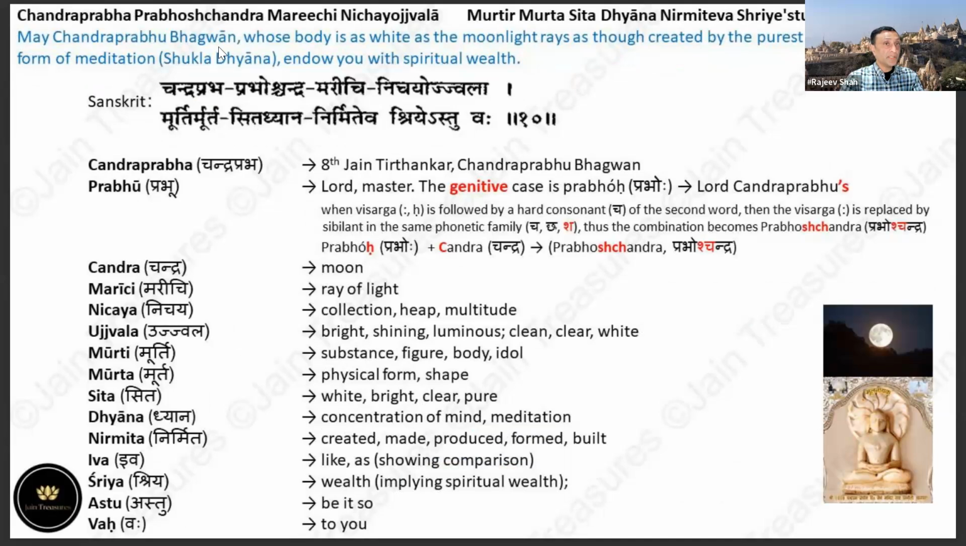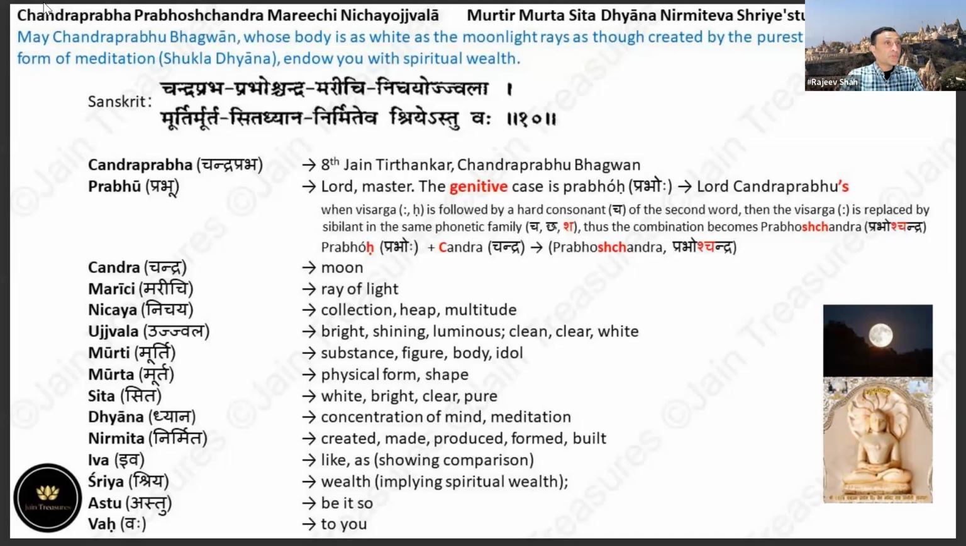May Chandra Prabhu Bhagwan, whose body is as white as the moonlight rays, as though created by the purest form of meditation. So can you see the link? You are describing Chandra Prabhu Bhagwan's body, who is white, and white means also pure. So there are a lot of connotations to this. Chandra Prabhu Bhagwan is totally pure. The Arihant Bhagwan, they've got no karmic bondage within them. So whose body is as white as the moonlight rays.